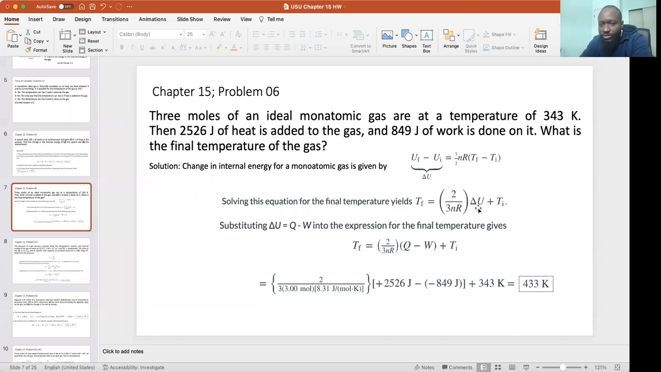And then we substitute for delta U from the first law of thermodynamics, delta U equals Q minus W. And then we use this expression to put in here. And then we solve for the problem. Is that okay? But we have 2526 joules of heat added to the gas, okay? And then 849 joules of work done on the gas. So we're going to have negative for work done on the gas here. That's why I have a minus sign here. And then we're going to put all this together to get the temperature needed. Okay.